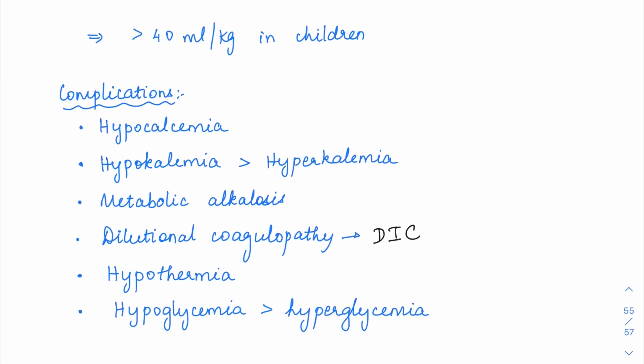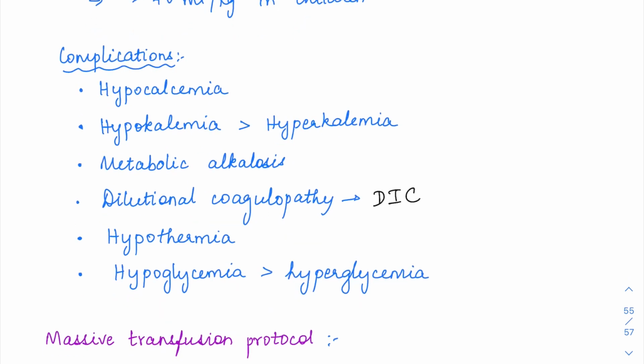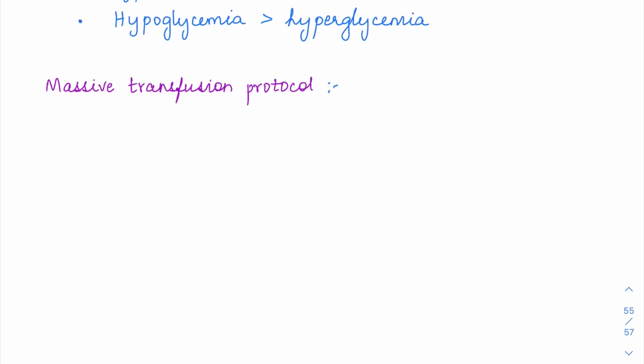Apart from that, there is going to be hypocalcemia. Lots of blood components are going to be there, which contain some anticoagulant, which is going to cause calcium chelation, right? So hypocalcemia will be there. Apart from that, they can have both hyperkalemia and hypokalemia, but hypokalemia is much more common. Same for hypoglycemia. Hypoglycemia is much more common than hyperglycemia. Then you can also have metabolic alkalosis and hypothermia. So all of these are complications of massive blood transfusion.